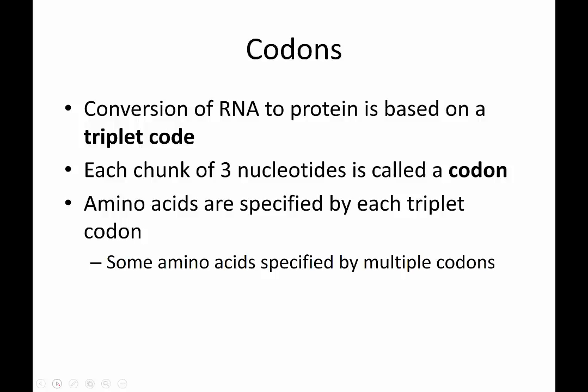So each triplet code of RNA, or each codon, specifies a certain amino acid. And as we're soon going to see, some amino acids are specified by multiple codons. For something like lysine, there are 3 or 4 different codons that specify lysine. We'll learn more about codons a little bit later in this lecture, but here just be aware they're triplet chunks of RNA.